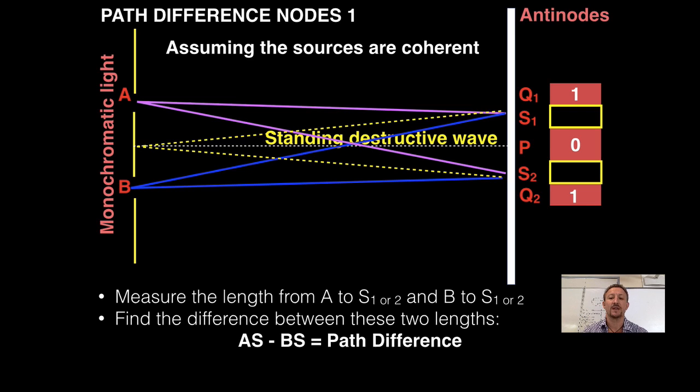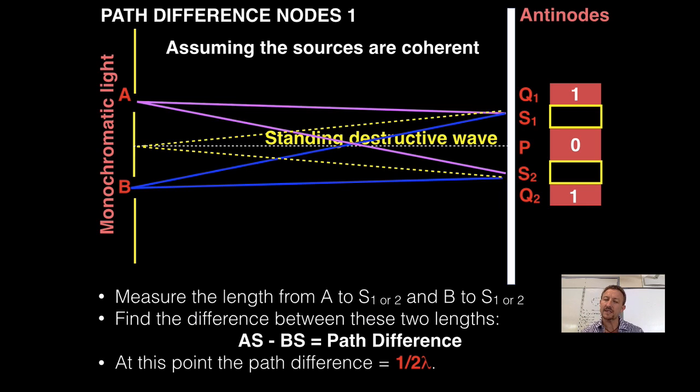But what we'll notice is that the path difference in this case will be half a wavelength. As I said, the wavelength happened to be 2 meters. The difference between AS1 minus BS1 or AS2 minus BS2 in this case would be 1 meter. That means that's half a wavelength. Now, they're not really given orders, but basically all you need to understand for nodes is they're going to be half a wavelength difference.